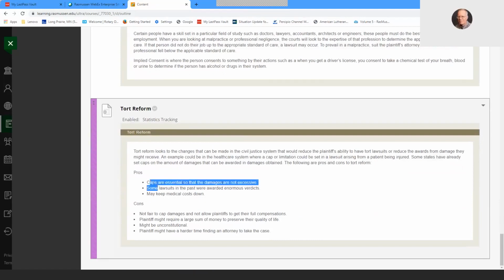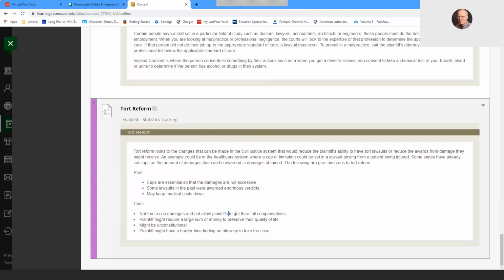Tort reform, pros and cons, these are good. And it's boiled down. And, of course, more elaborate in the text, more explained. Same thing with insurance and other items, explained more thoroughly. But this gives you a nice overview.